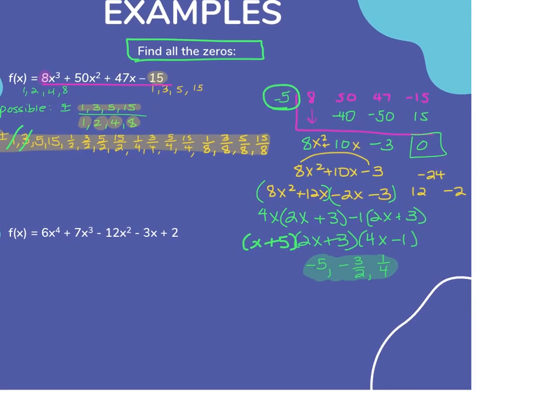Sometimes your bank is huge, like this one had a lot of roots. Sometimes it's really small, and so it's a little bit easier. So I don't want you to freak out.